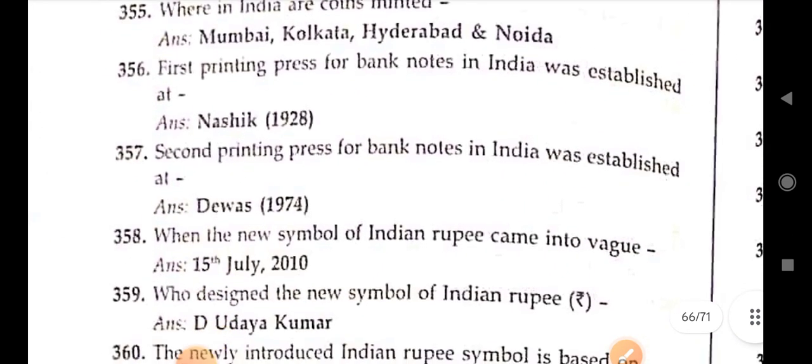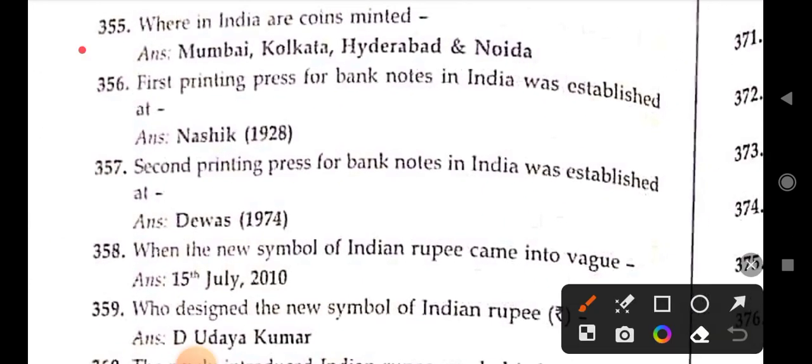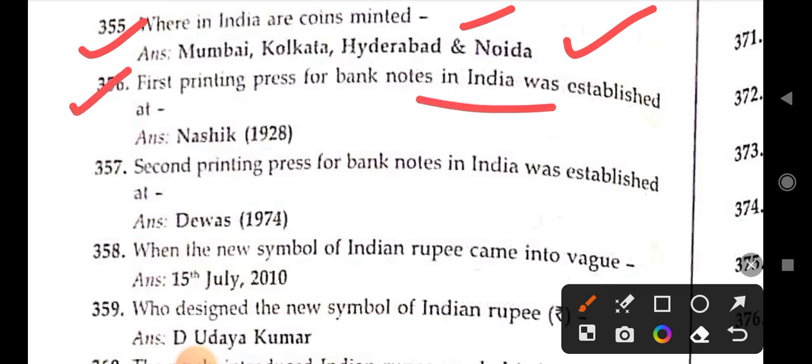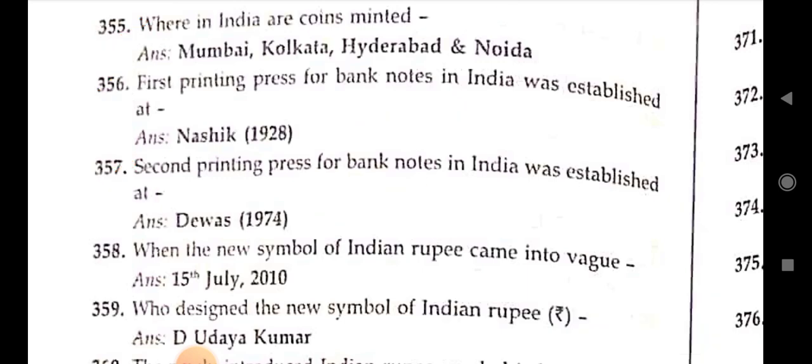Next, where in India are coins minted? Mumbai, Kolkata, Hyderabad, Noida. The first printing press for banknotes in India was established at Nasik, 1928. The second printing press for banknotes in India was established at Dewas, 1974.